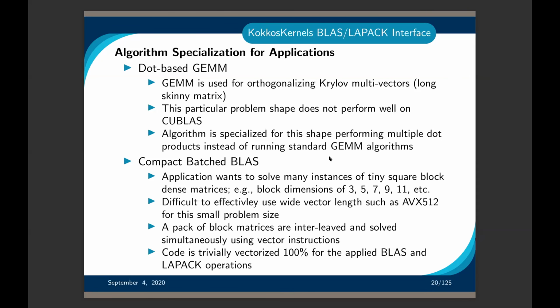And another example is the compact batched BLAS, as Siva mentioned before. The CFD solver SPARC wants to solve many small square problems, but the block size is 3, 5, 7. None of them is a power of 2. So it is very difficult to utilize the wide vector lengths. So we pack the block matrices in an interleaved fashion, and then we solve those packs of problems simultaneously using the vector intrinsics. So the code is trivially vectorized for this case. This can boost the application performance very well.